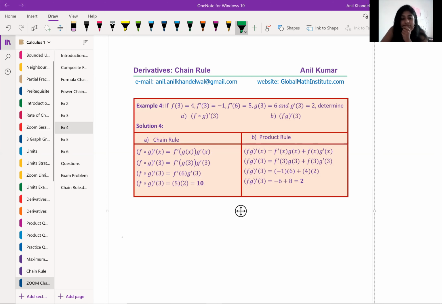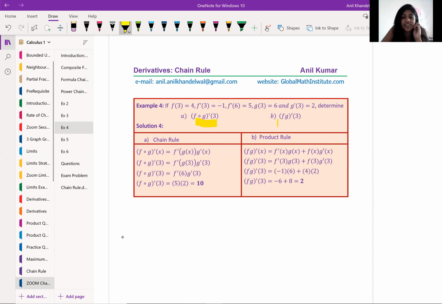But now we have example number 4 for you. In example number 4, can you read the question, please? If f of 3 equals 4 and f prime 3 equals minus 1, f prime 6 equals 5, g of 3 equals 6, and g prime 3 is 2. Yes. So determine the derivative of f of g at 3.